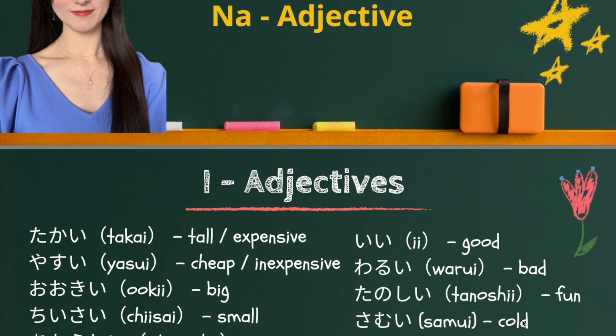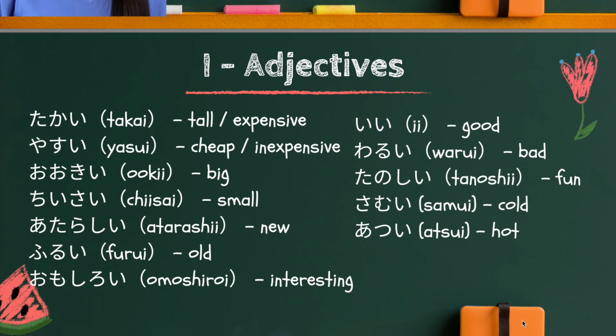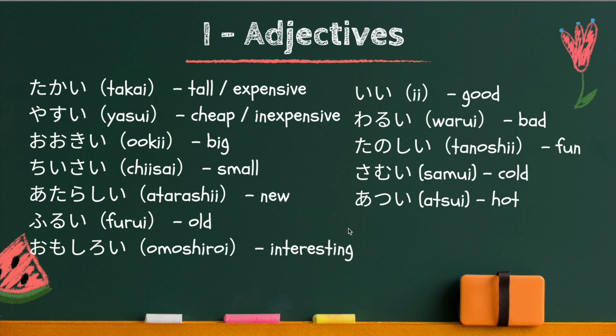So let's first review i-adjective. Those are the i-adjectives we talked about last time. The main characteristic of i-adjective is that everything ends in i, like 高い、安い、大きい. That's why it's called i-adjectives.